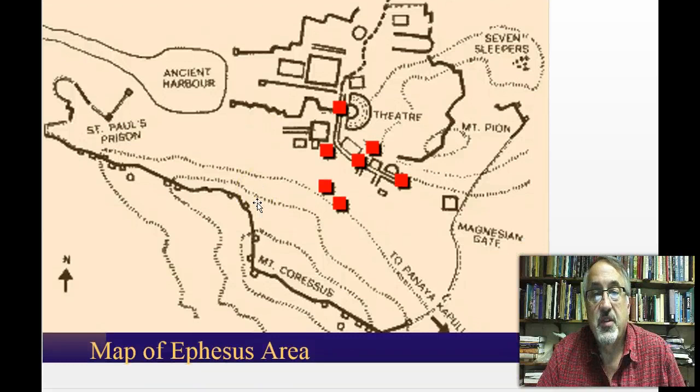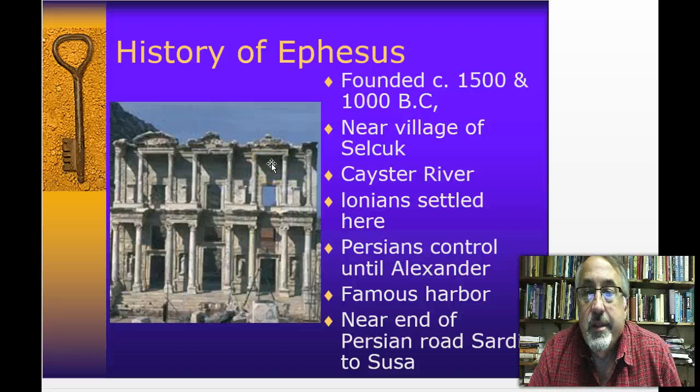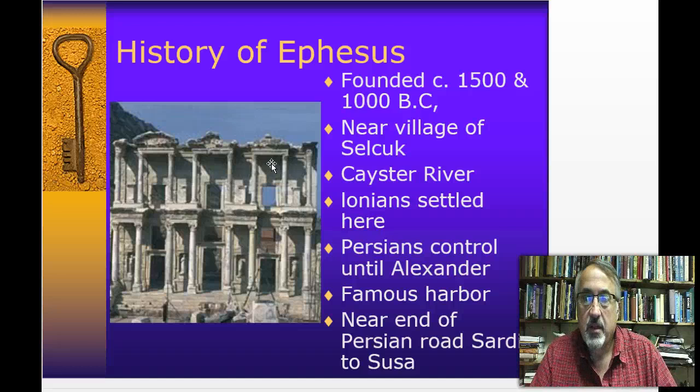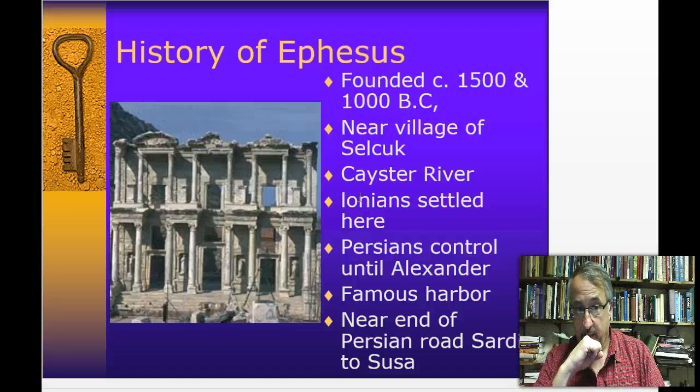The city history of Ephesus, founded probably about 1500 to 1000 BC, so it's a very old history. Near today, the village of Selcuk and the Caistor River. Ionians settled here. These are early Greek settlers. And then the Persians came and controlled it until the time of Alexander the Great in the 4th century. Famous harbor, and it was near the end of the great royal road of Persia, which ran to Sardis, which is to the north. So an important trade center, important city, really, all the way around.